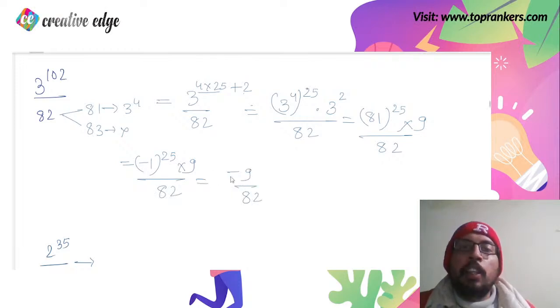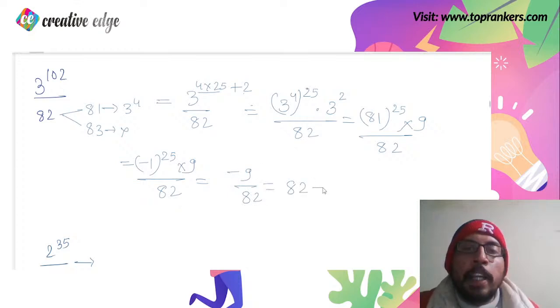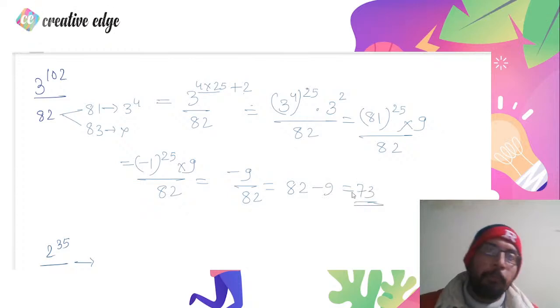That is again, your remainder cannot be negative. So the answer would be 82 minus 9, that is 73. You will be getting 73 as your remainder.